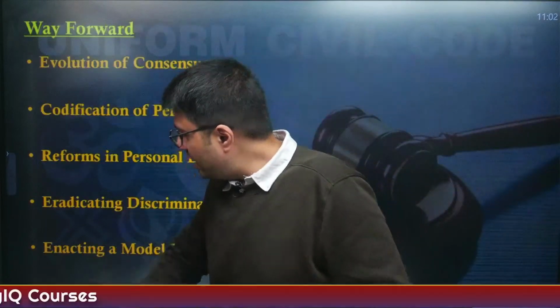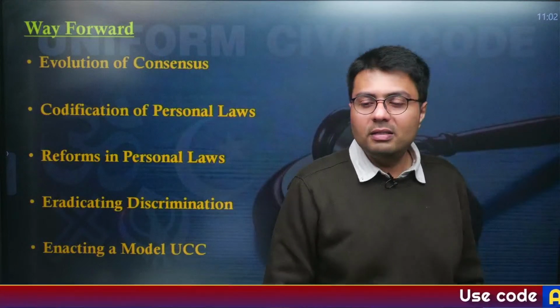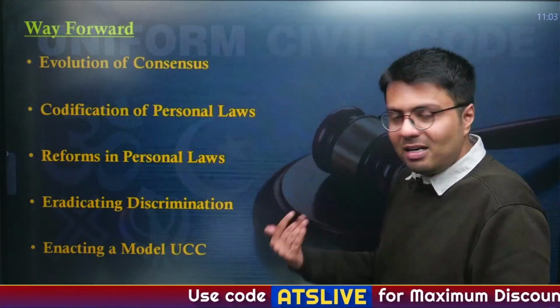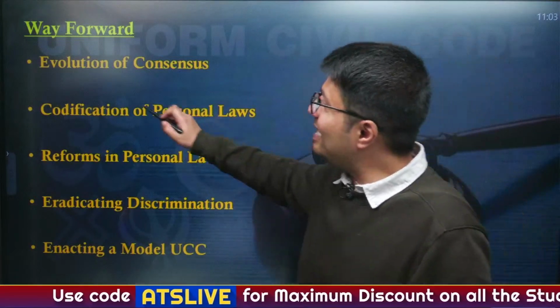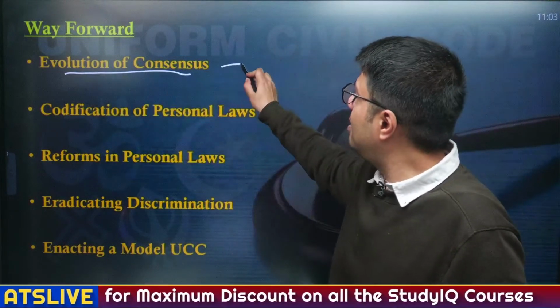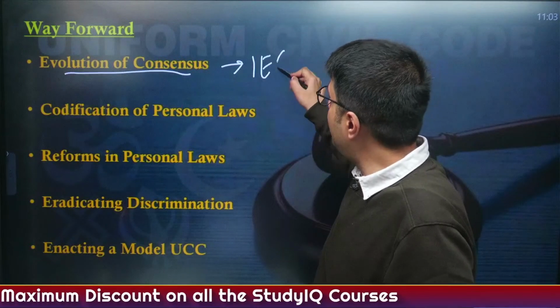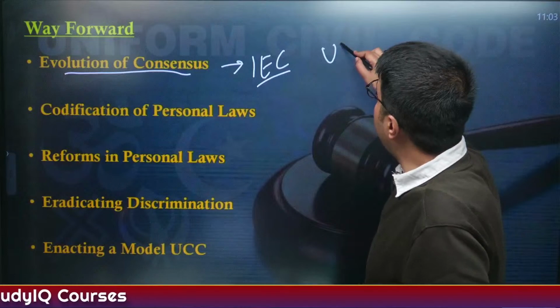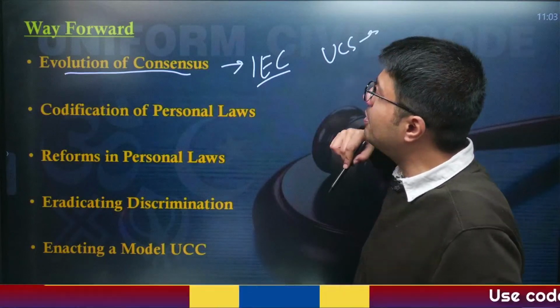Now, before the end of this discussion, let us try to understand the way forward, or the process through which we can enact the Uniform Civil Code. First of all, there is a need for the evolution of consensus. The government needs to undertake information, education and communication campaigns so as to make people aware of the benefits and challenges of the Uniform Civil Code.